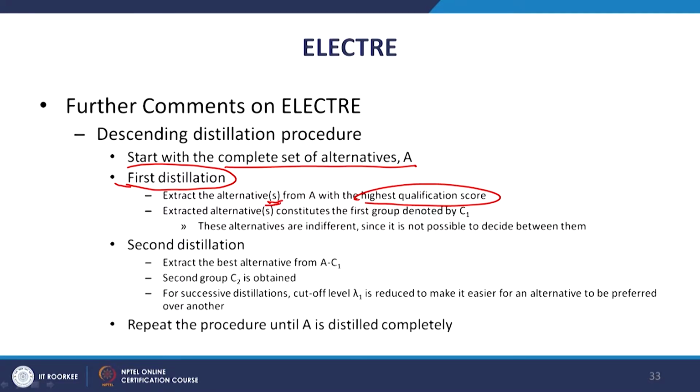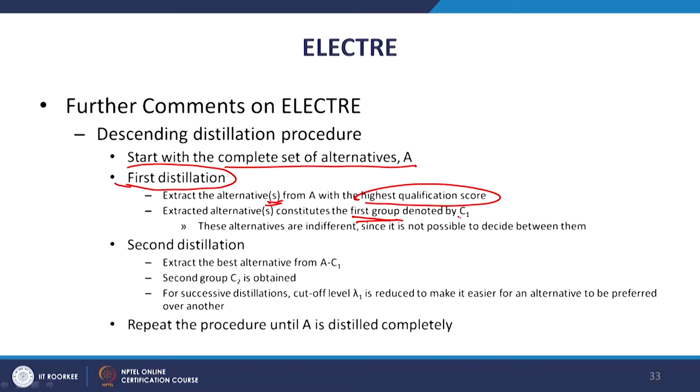Sometimes two alternatives might have the same score. So it could be one alternative or two alternatives or even more. These alternatives having the highest qualification score are going to be extracted. The alternatives which have been extracted are referred to as the first group, denoted by C1. So this is the first extracted group from the set of alternatives A. This is what happens in the first distillation.